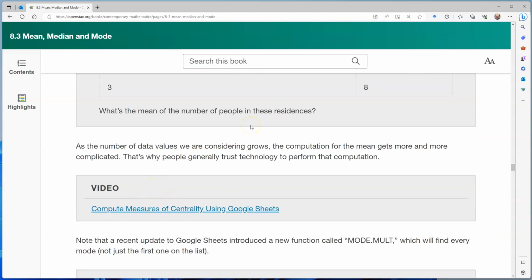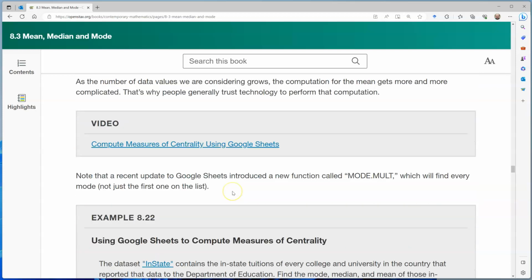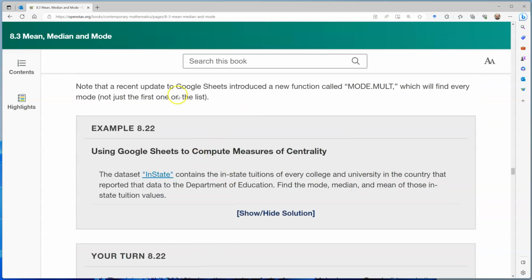So I've used Excel. The book does have a video on how to do most of that stuff in Google Sheets, and it even references the fact that there's mode mult and mode singular and all of that stuff. I would advise you work on this example. I'm not going to do it for this video because we're running up on 30 minutes now. But after watching that video, you can go through this example about how to do that stuff in either Excel or Google Sheets, whichever one you prefer, using that in-state tuition document to find the mean, median, and mode of those in-state tuition values.